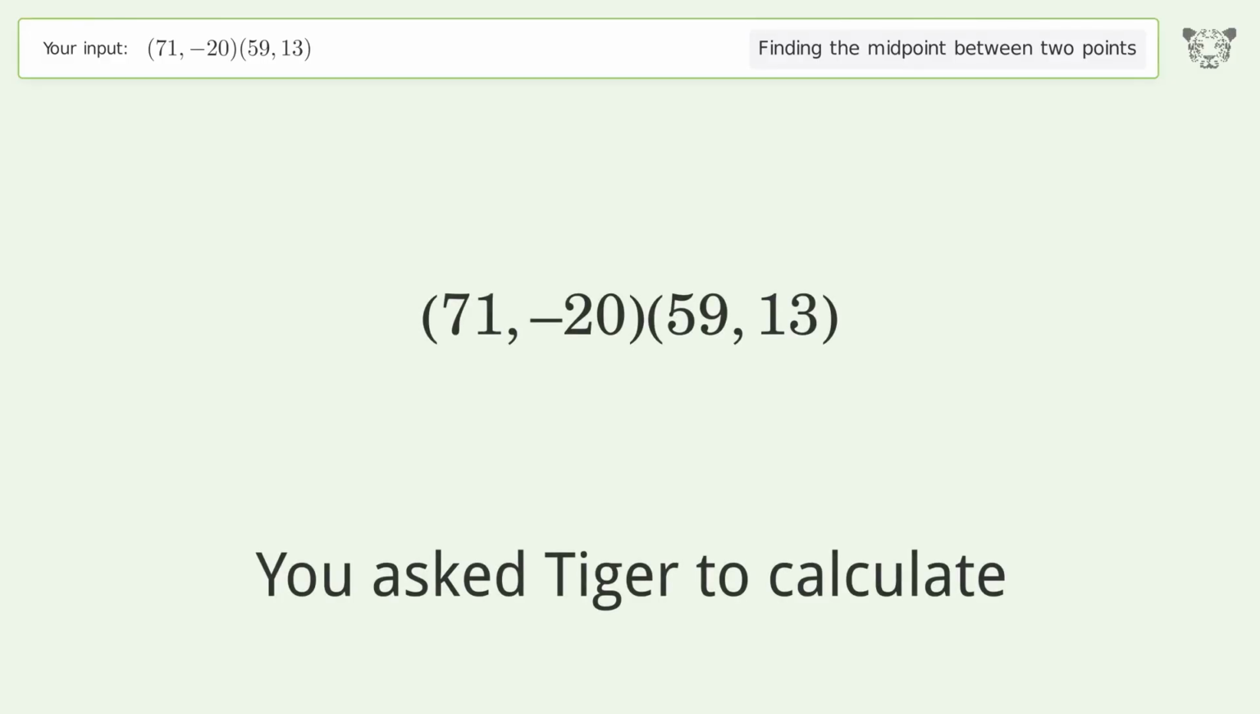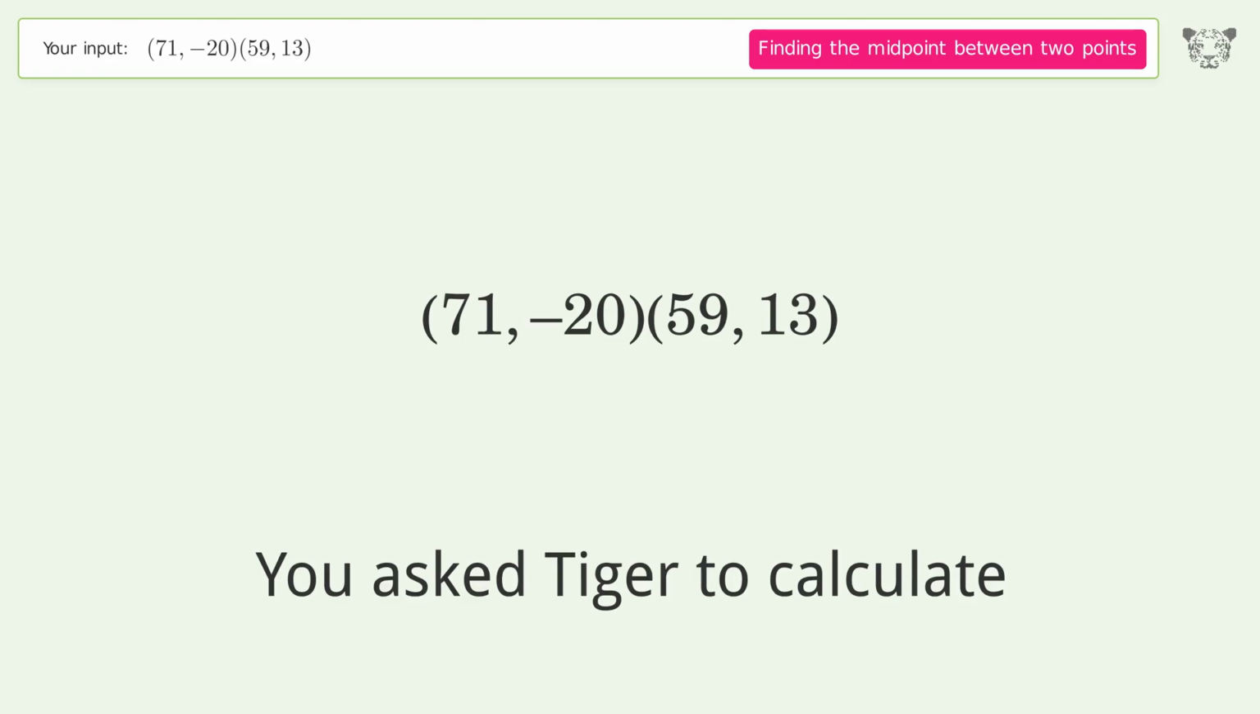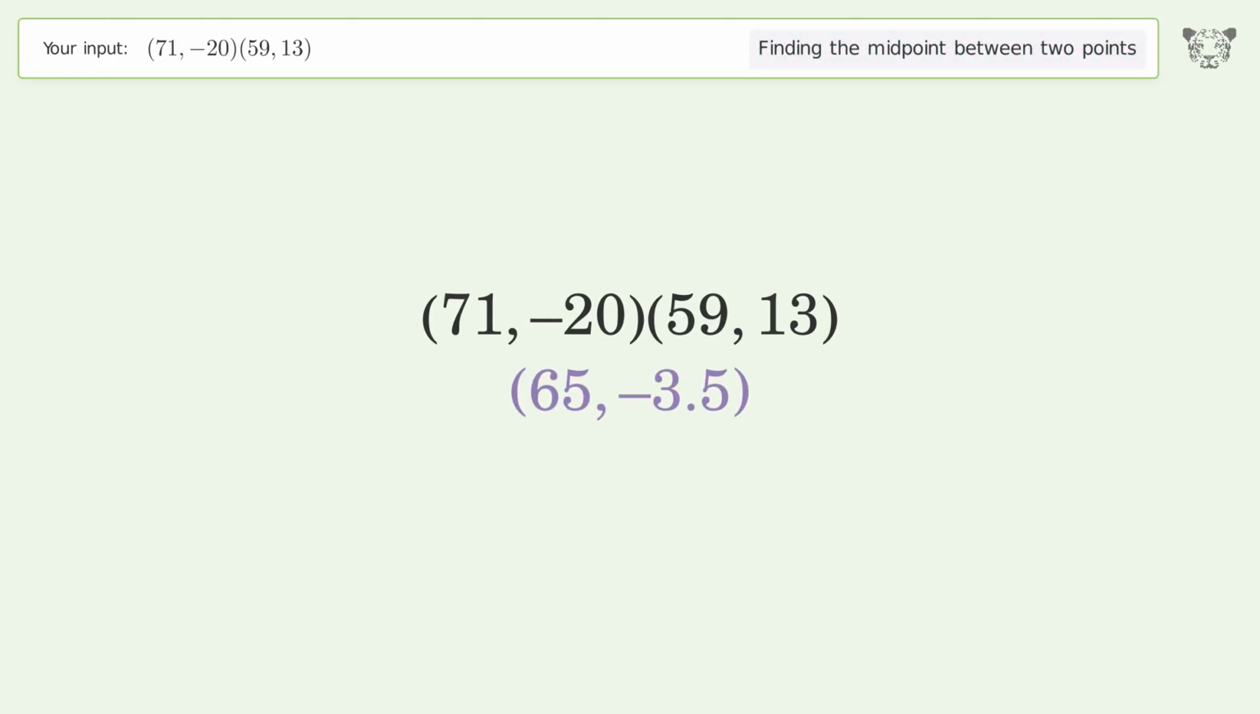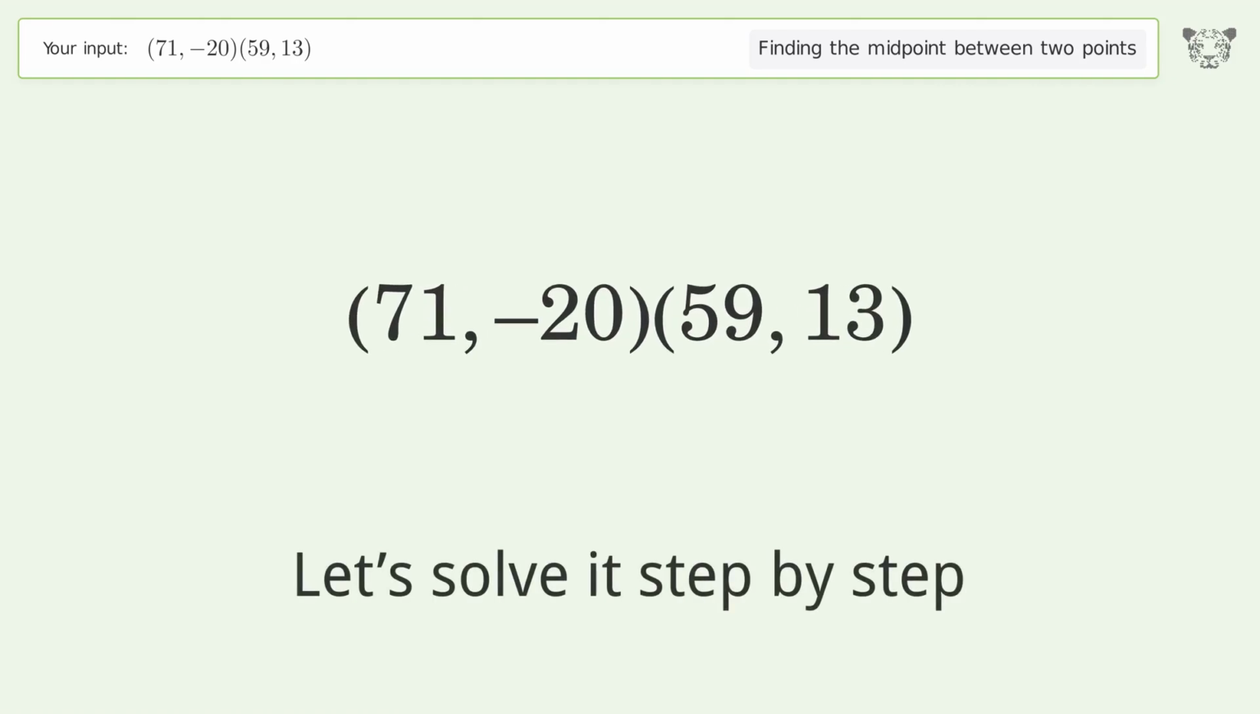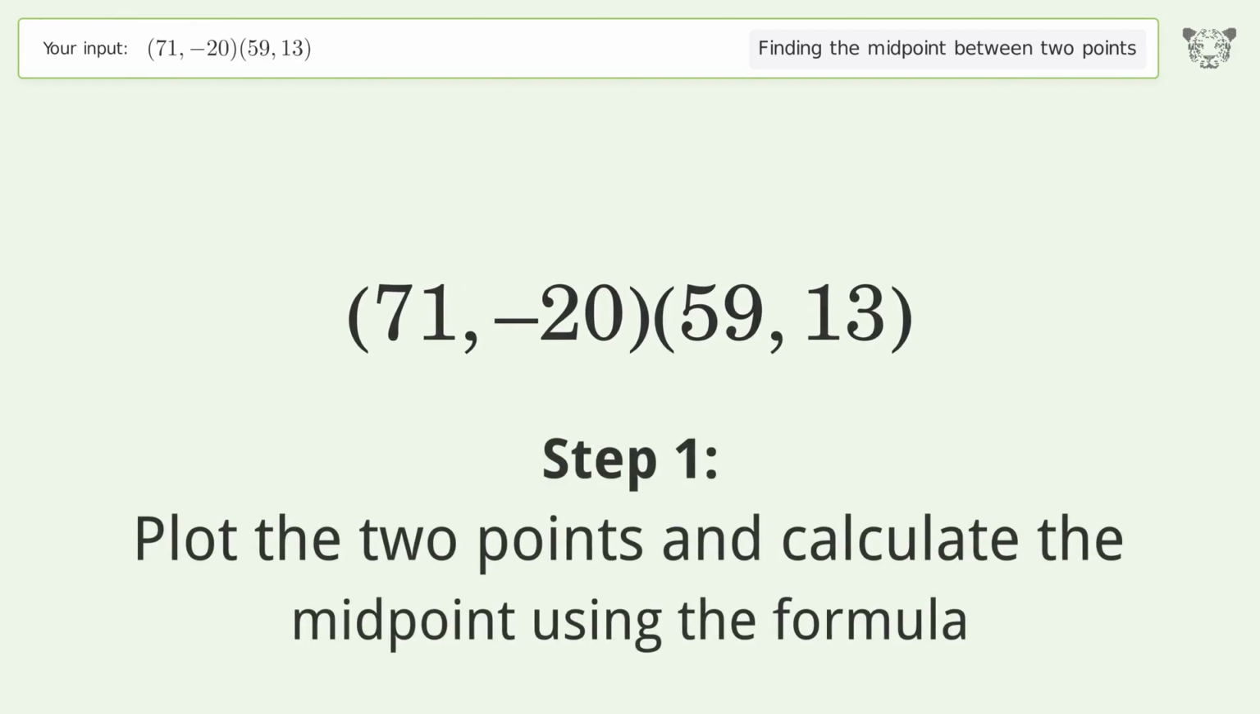You ask Tiger to calculate. This deals with finding the midpoint between 2 points. The midpoint between the 2 points is 65, negative 3.5. Let's solve it step by step. Plot the 2 points and calculate the midpoint using the formula.